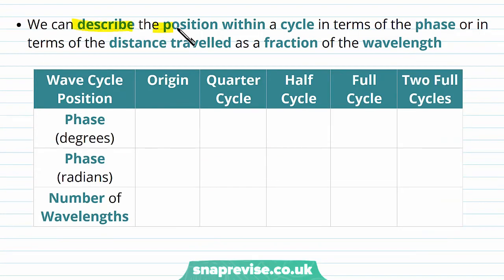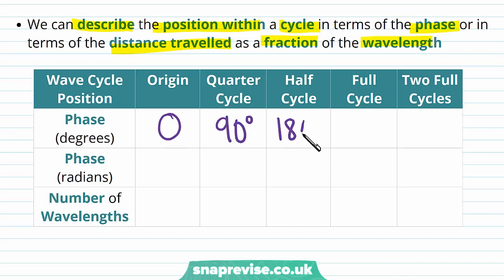We can describe the position within a cycle in terms of the phase or in terms of the distance travelled as a fraction of the wavelength. So first of all, let's consider the phase of certain wave cycle positions in terms of degrees. So at the origin, we have a phase of 0. At a quarter cycle, we have a phase of 90 degrees. At half a cycle, we have a phase of 180 degrees. At a full cycle, we have a phase of 360 degrees.